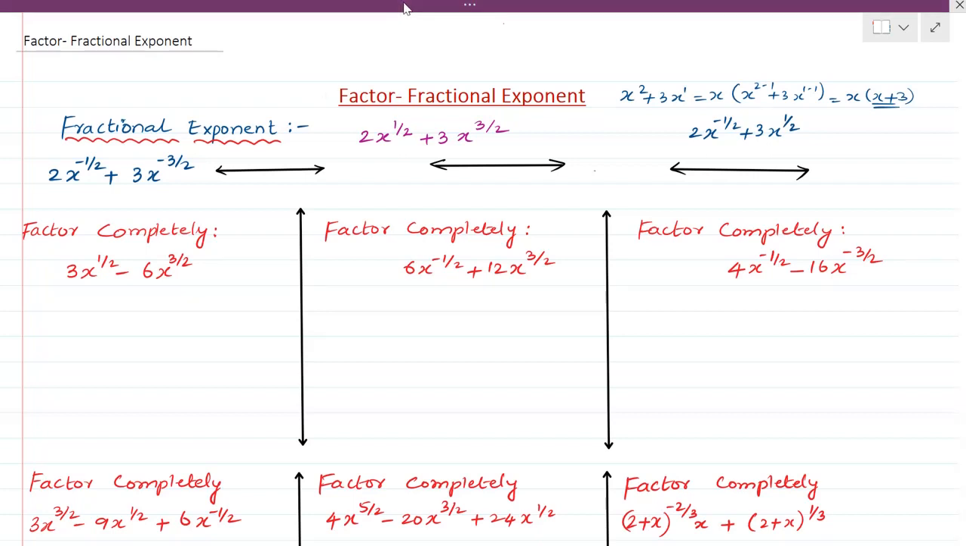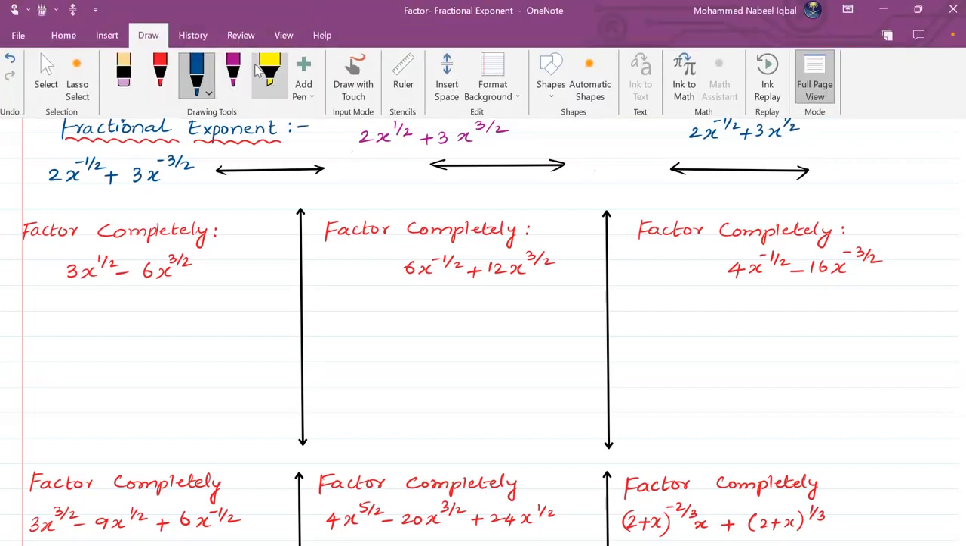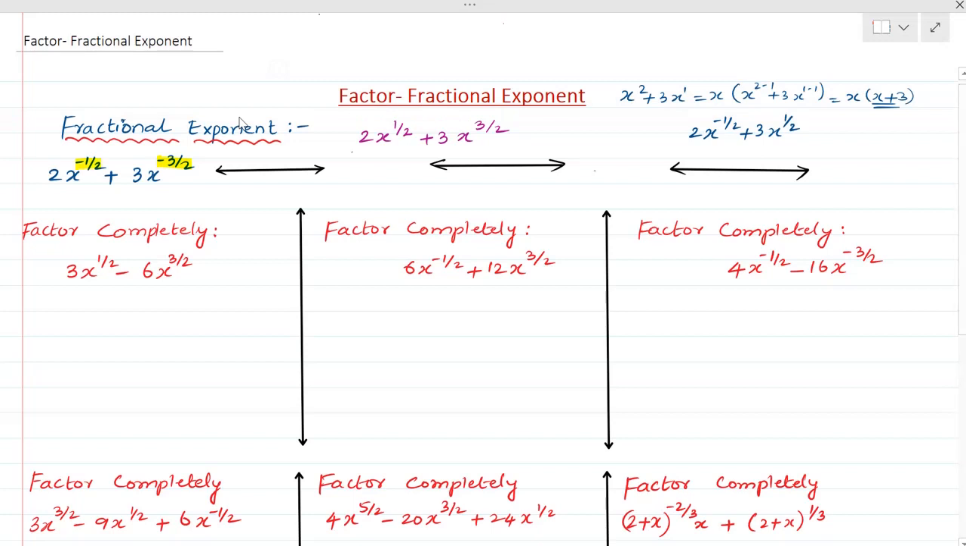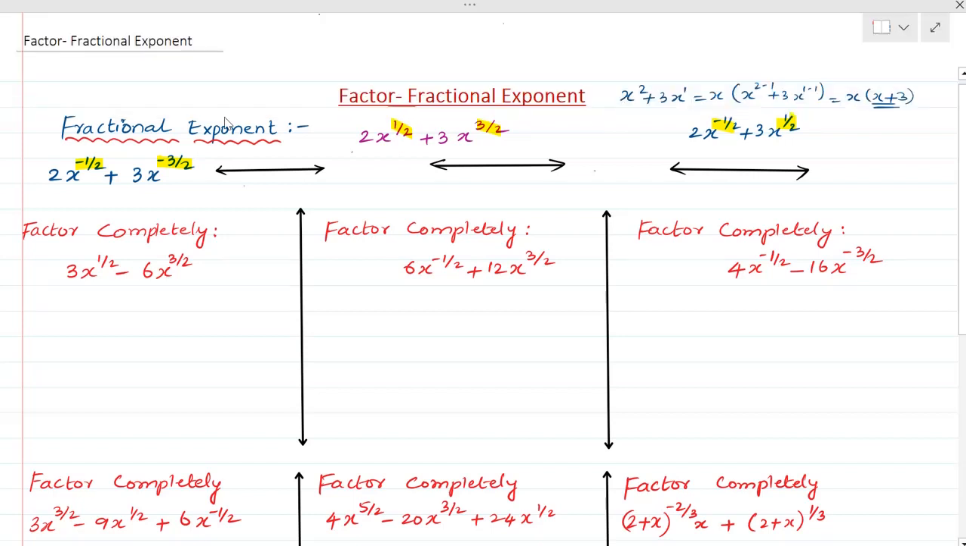Now here the problem is that the powers are fractions. All the powers are fractions. So how will you factor these fractional exponents? It's the same thing. Before that, we have to see what the values are.